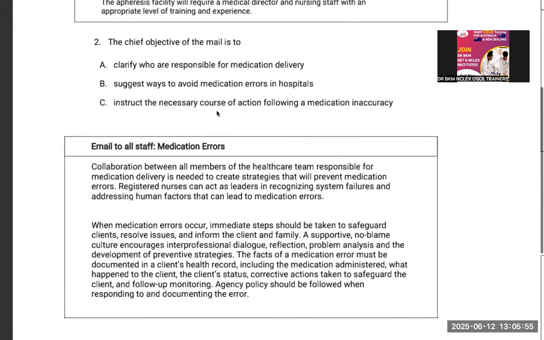Now I will read the options. Clarify who is responsible for the medication delivery. So nothing like that is happening, there is no clarification of who is doing the medication delivery. Suggest ways to avoid. If you see the paragraph, they are not saying how to avoid the medication error. They are saying what steps should be taken if a medication error happens. Instruct the necessary course of action following a medication inaccuracy. If there is any medication inaccuracy, how can we resolve it? So that is what this topic is all about.